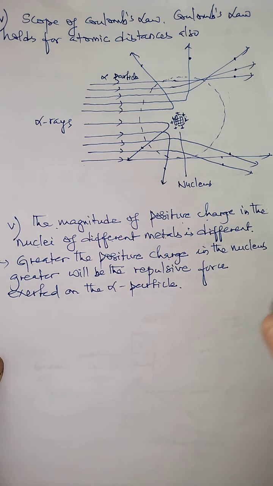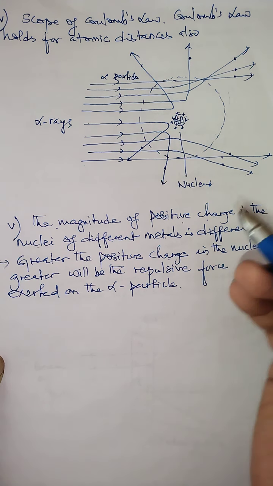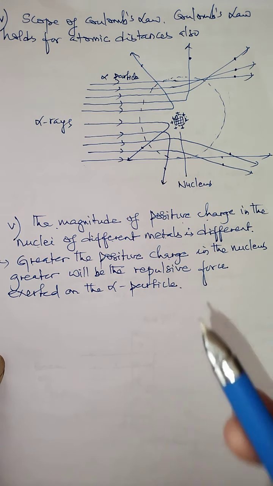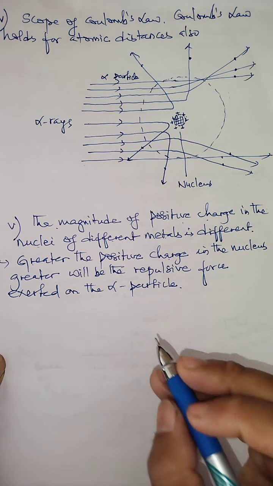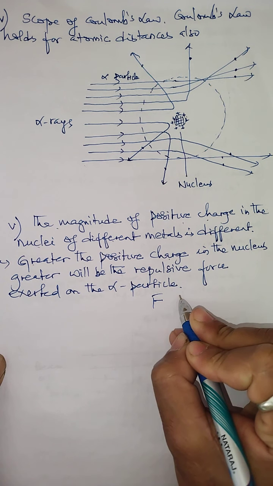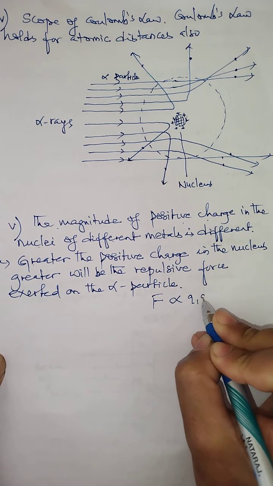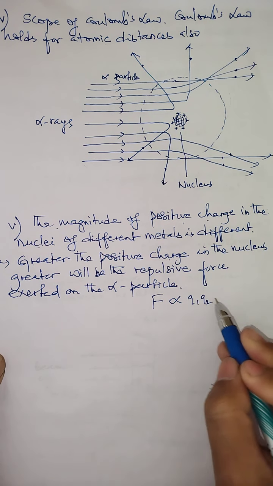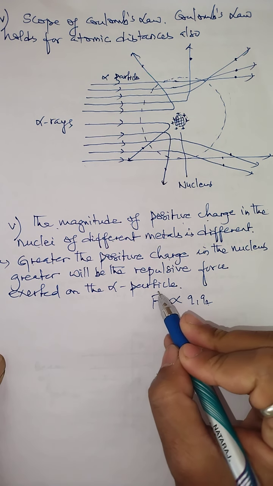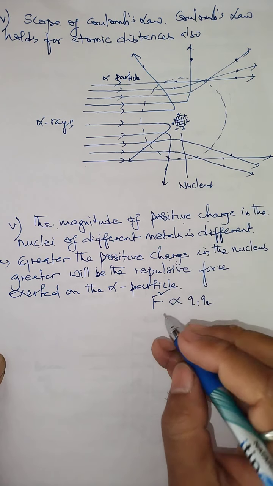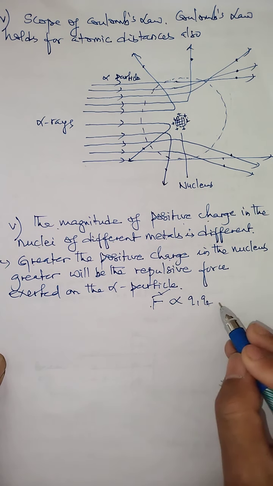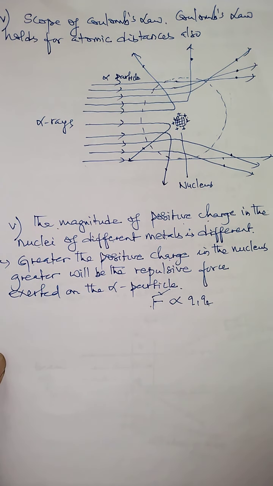Meaning the greater the number of positively charged particles in the nucleus, the greater the repulsive force exerted by the nucleus on the positively charged particle. Yes, this is true, because according to Coulomb's law, F equals Q1 into Q2. When the magnitude of the product of charges increases, the force also increases. Meaning the more charge present in the nucleus, the more force exerted. And what force between like charges? Repulsive force.